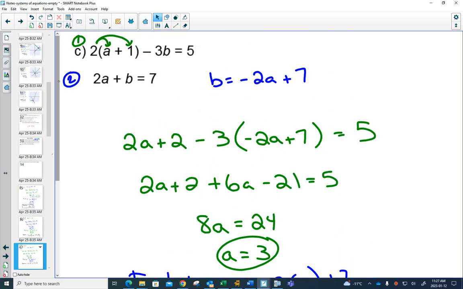Does it work? If a is 3, this inside the brackets would be 4. What's 2 times 4? 8. Minus 3 times 1? Minus 3, 5. Perfect. Equation 1 works. Plug in 3 for A and 1 for B in the second equation. It works. Okay? So the nice thing about these questions is you can always check if you're right.